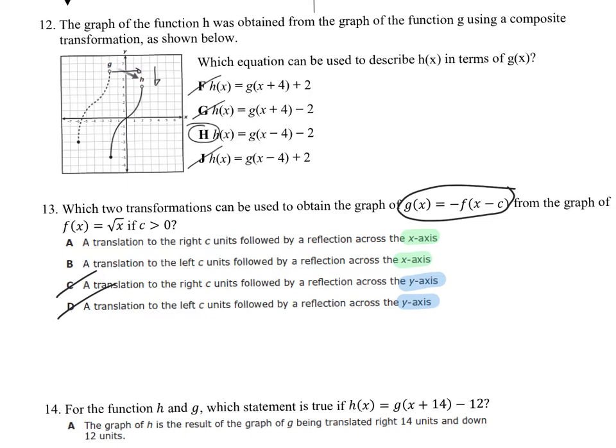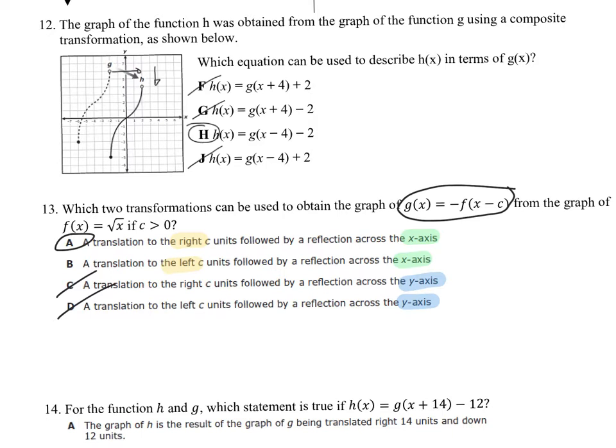Now the next one, there's a minus on the inside. Is that indicating that we are going to the right, or to the left? Very good. It indicates that we're going to the right, so my answer is going to be A. Now, do you see how I systematically answered that question?